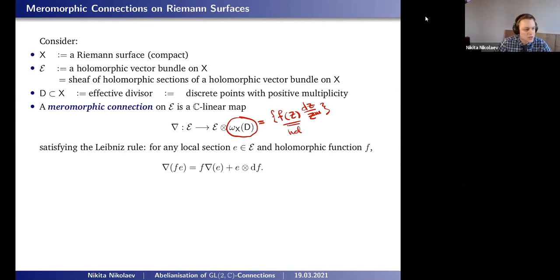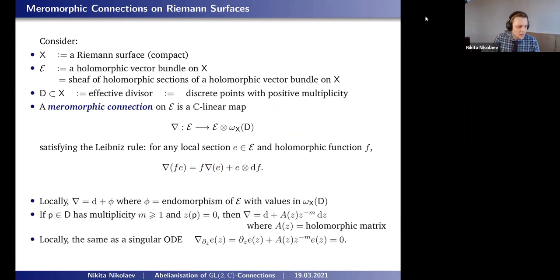It's not linear on functions, but it satisfies the Leibniz rule, which is what makes it into a differential operator. Just to recall, the Leibniz rule means that if I take any section of the vector bundle and multiply it by a holomorphic function, and I apply nabla to that product, then there is a term which is linear on the function, but then there is a correction which depends on the derivative of f. So d is the de Rham differential.